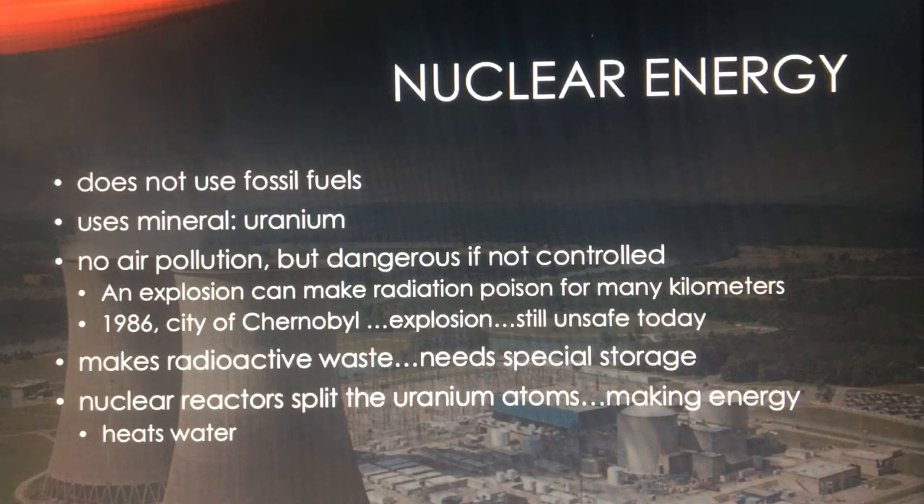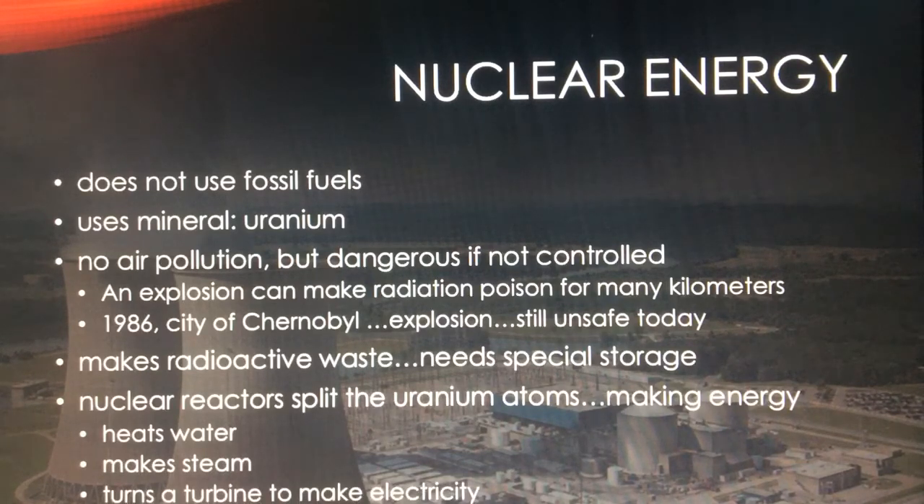Now, when the reactors in this nuclear power plant split the atoms, making energy, that energy then heats a very large pool of water, and when you heat water, it makes steam. Then that steam rises and it turns a turbine, and that turbine makes electricity for us to use. Now, in the United States, nuclear energy is only used for about 7% of our needs.